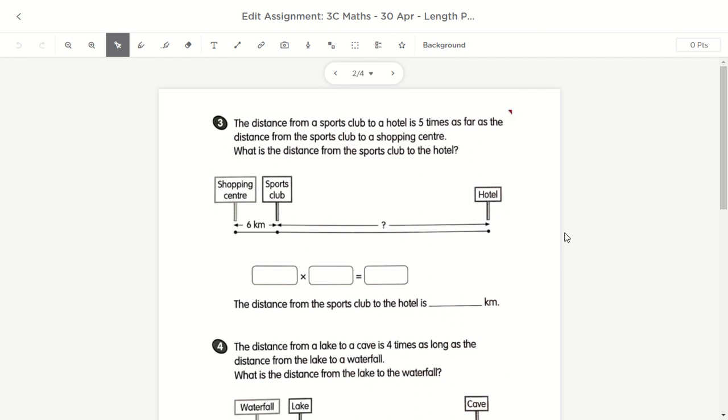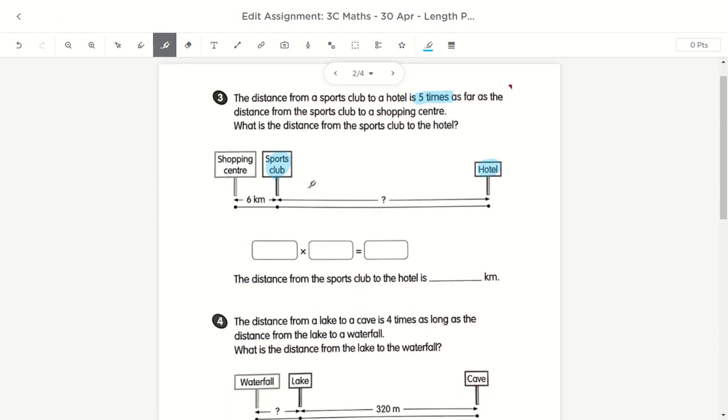Okay, once again, for question 3, the distance from the sports club, which is here, let's highlight. Distance from the sports club to the hotel is actually 5 times as far as the distance from the sports club to the shopping center. Sometimes you can represent it in terms of a distance line, but for you to understand it better, I think it's better for me to help you draw a model. So I'm going to demonstrate how to draw a model for this sort of question.